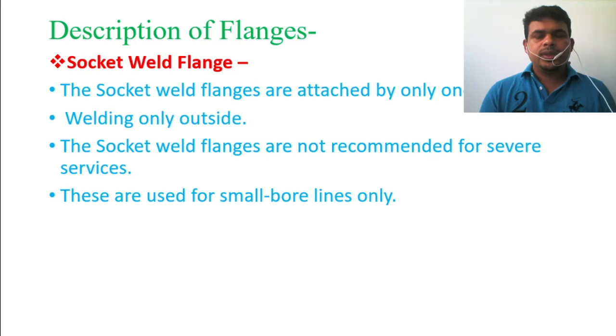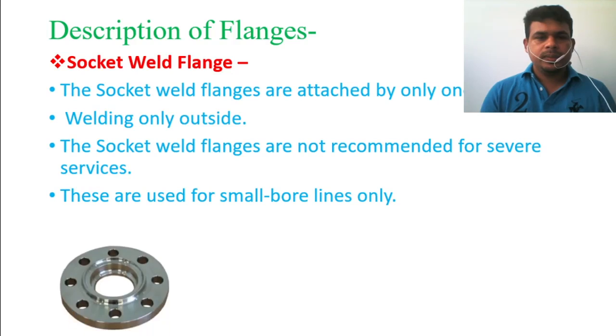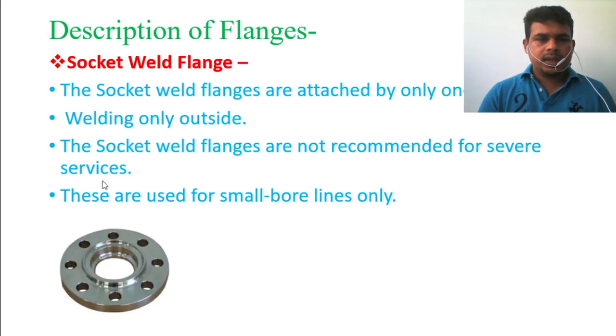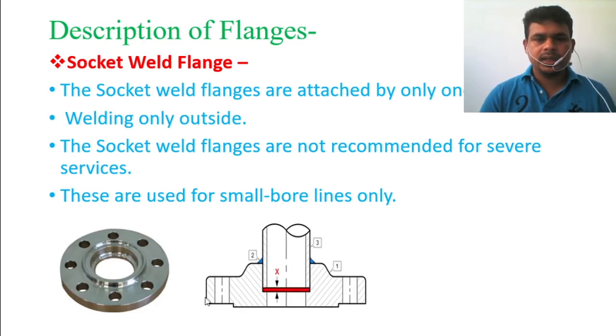These are used for small bore lines only, maybe up to 2 inches or 3 inches. So you see here the flange, this is the socket type. It has a guard. If you install the pipe here, there is no more space for welding, so you need to weld only the outside. You see the figure on the right side.